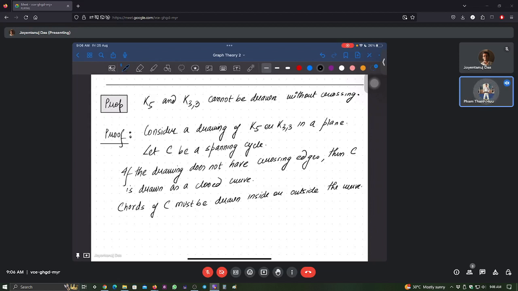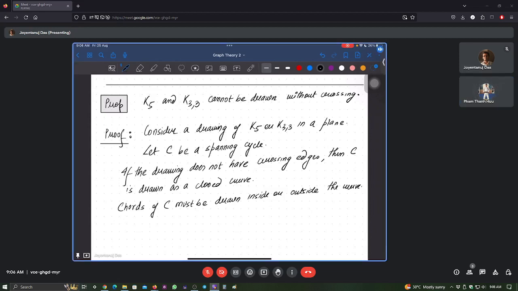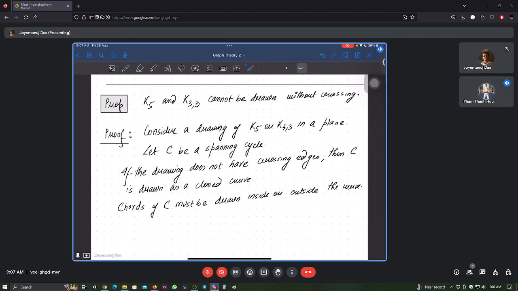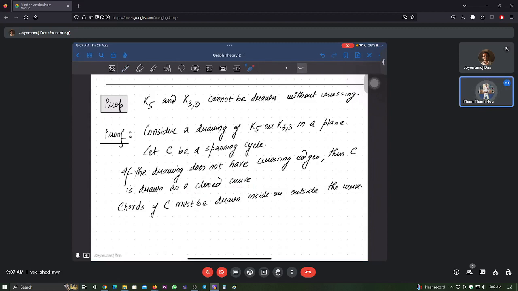Is it related to K5 or not? Yes, for K5 and K3 we are taking a spanning cycle. If the drawing does not have a crossing edge, then it is drawn as a closed curve. I cannot read this close. So the thing is, this part is a closed curve.